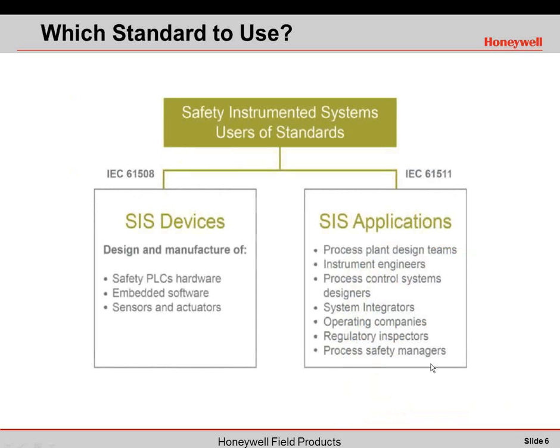So which standard would you use? Well, I touched on this a little bit, and 61508 is used to develop SIS devices like safety PLC hardware, embedded software in those devices, sensors and actuators. Where your SIS applications, which is what an engineer would do at a process plant, would be your process plant design teams, instrument engineers, system integrators, operating companies, regulatory inspectors, and so on. So that's kind of how the two standards are divided, where 61508 covers most everything.